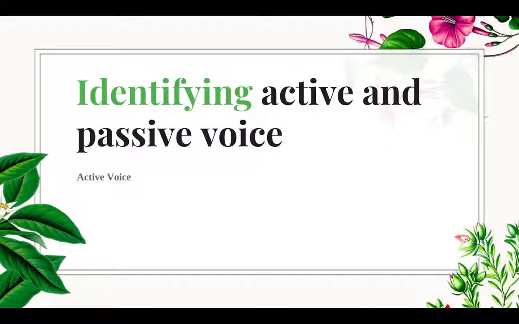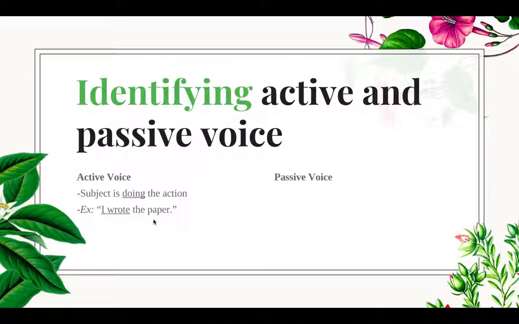So to tell if something is in the active voice or the passive voice, we're going to keep a few things in mind. When something's in the active voice, that means that the subject is doing the action in the sentence. It's very clear. So for example, if I say, "I wrote the paper," that would be active voice because it's very clear who is doing the action of writing. In this case, it's me. Okay? So that would be an example of active voice.